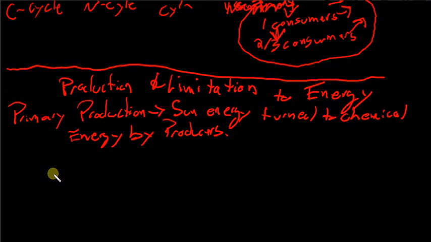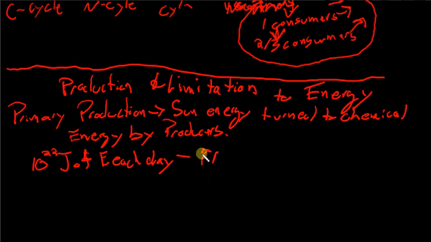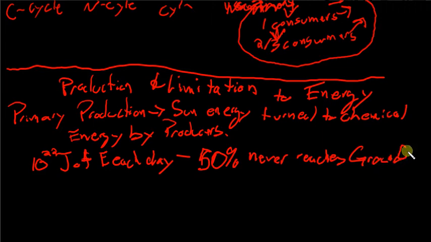So the sun, each day, for example, provides 10 to the 22nd joules of energy each day. All right? So just think about that. 10 to the 22nd joules of energy. That's enough energy to supply the Earth for 19 years. However, about 50% of the total amount of energy that the sun provides that hits the Earth never reaches the ground. It's scattered away by the atmosphere, absorbed in clouds, different things. Only a small fraction actually reaches the ground.